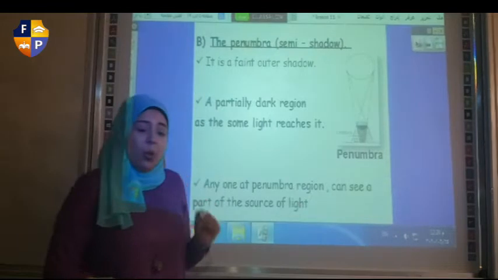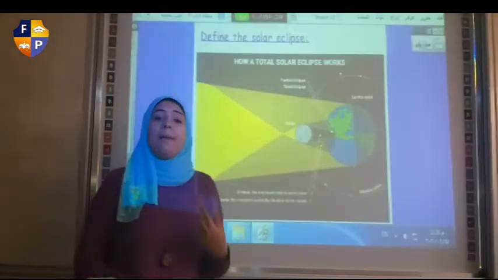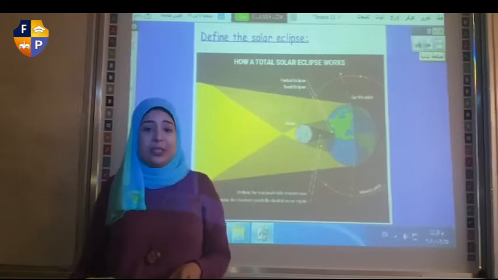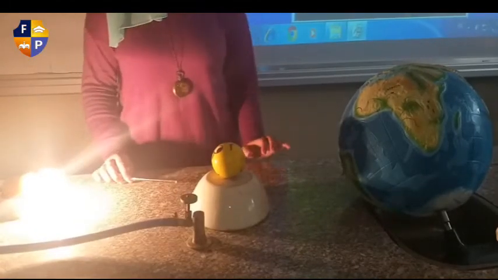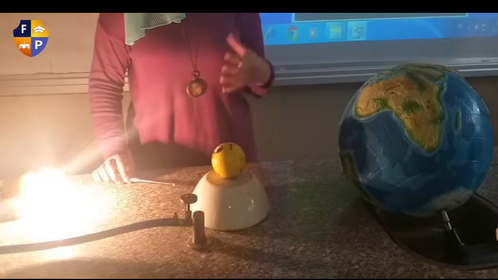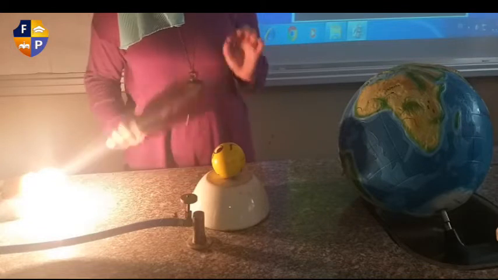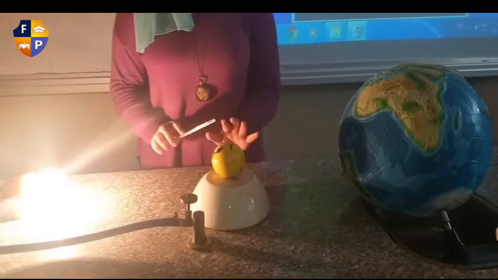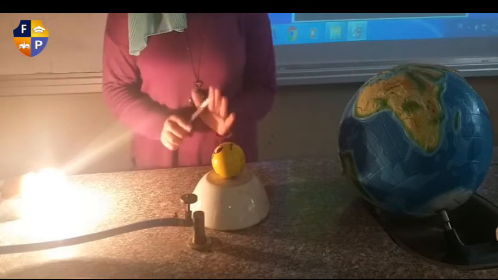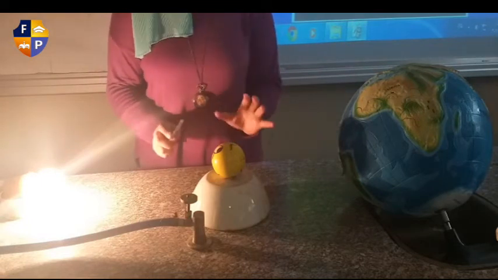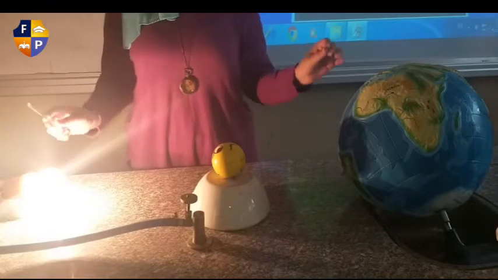Okay, and now we will talk about solar eclipse. But let's do this experiment now. Solar eclipse is a very beautiful phenomenon that happens in nature. Okay, what happens in a solar eclipse? When the Earth, Moon and Sun are on one straight line and the Moon is in the middle, between Earth and Sun, it forms a solar eclipse.